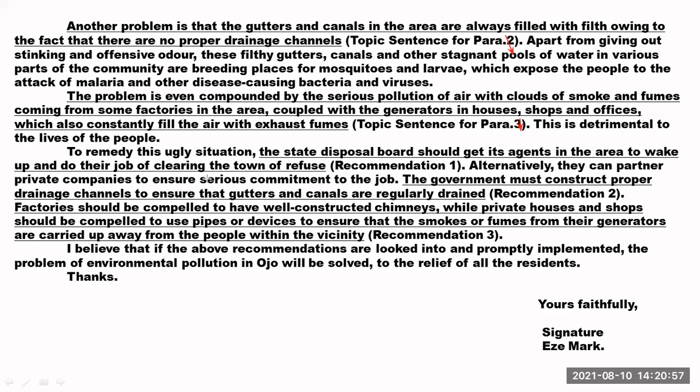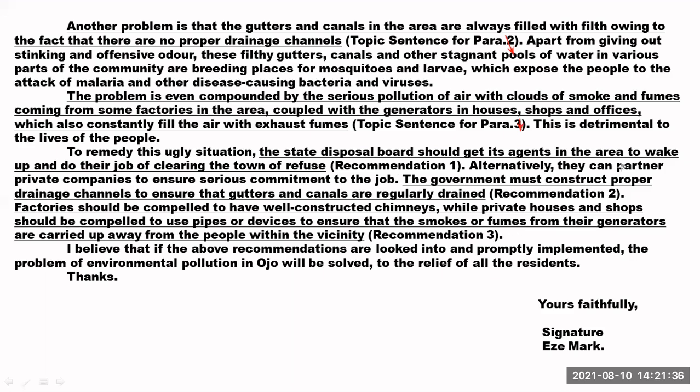Okay. Now, having discussed these problems, we are to recommend a solution. We are requesting for a solution that this problem be solved. All right. So what do we do? Then we say, to remedy this ugly situation, the state disposal board should get its agents in the area to wake up to their job of clearing the town of refuse. This is recommendation number 1. This is a solution to the first problem we outlined.